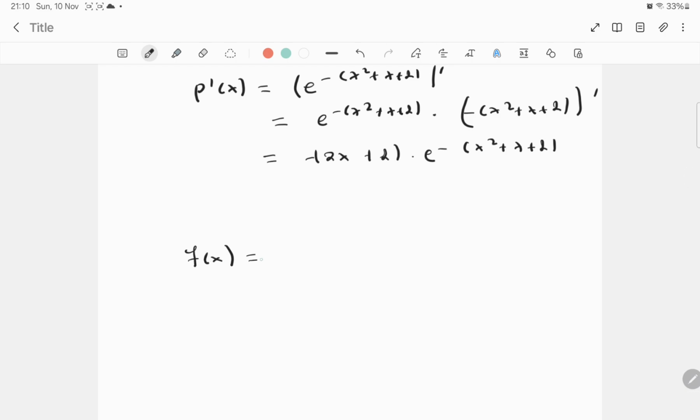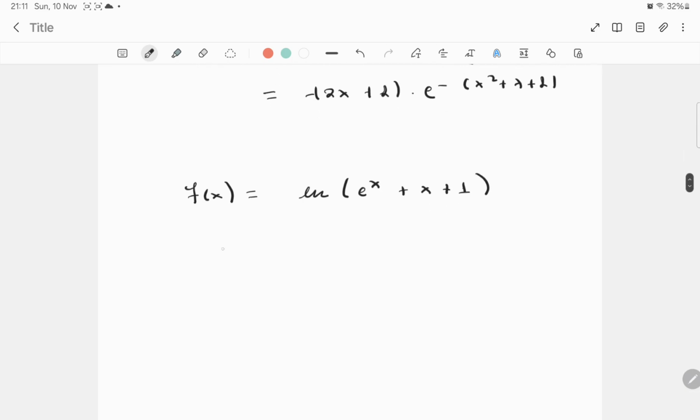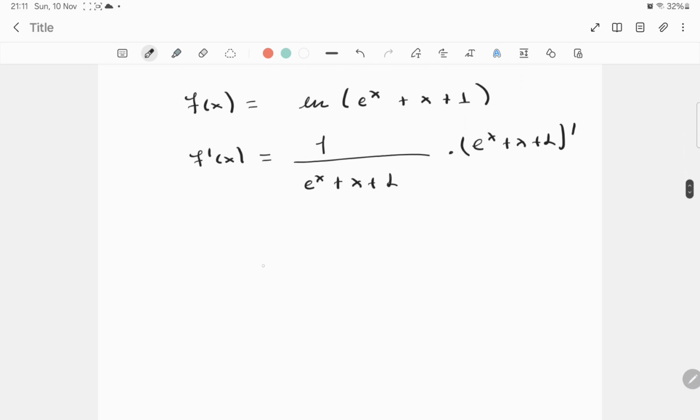f of x equals ln of e to the power of x plus 1. So I take the derivative. What is the derivative of the natural logarithm? It is 1 over e to the power of x plus 1, times the derivative of e to the power of x plus 1. The derivative of this is e to the power of x plus 1 over e to the power of x plus 1.